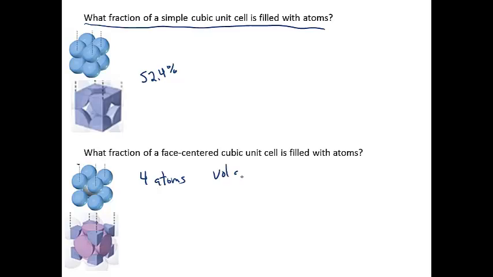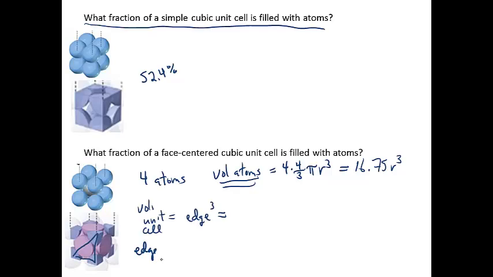The volume of the atoms in the unit cell, therefore, is equal to 4 times 4/3 pi r cubed. So that's going to be 16 divided by 3, times 3.1415. That comes out to 16.75 r cubed. That's the volume of the atoms inside the unit cell.